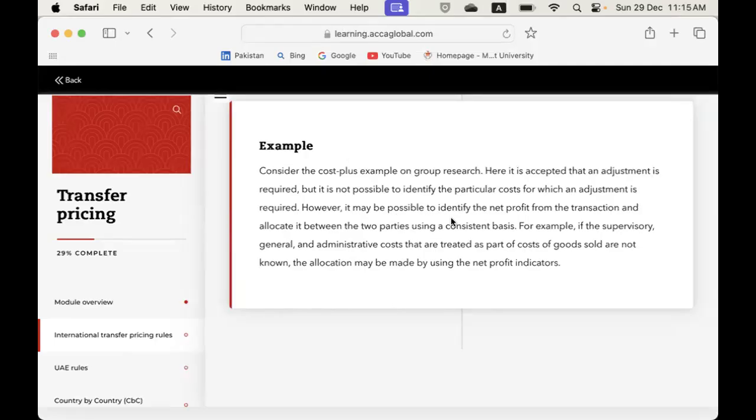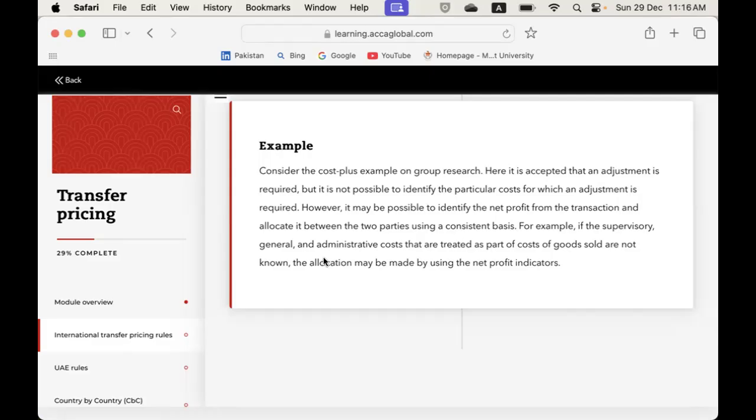However, it may be possible to identify the net profit from the transaction and allocate it between two parties using a consistent basis. What was that? It was a research that was being performed for an intangible asset that was owned by company B, and who was performing the research, company A. So what we are saying is that because of the research, if there is a profit that is earned, there may be a basis to allocate that profit between the two companies, company A and company B.